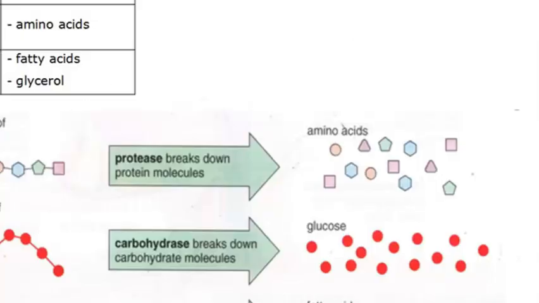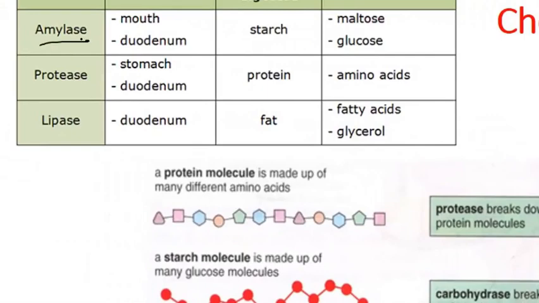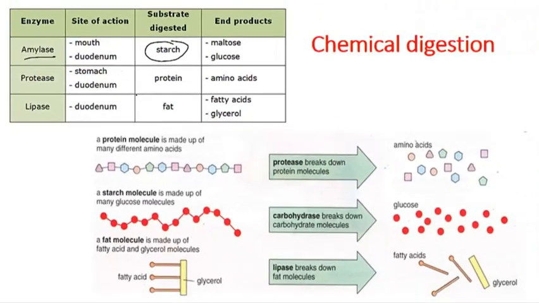Here you see the list of enzymes that are involved in breaking the substrates down into small fragments. For example, the breakdown of starch is mediated by amylase, which is secreted both in the mouth and by the pancreas, and both of them break it down and form maltose and glucose. Proteases act in the stomach and small intestine, breaking down protein into amino acids. Lipase acts in the small intestine, in the duodenum, breaking down fat into fatty acids and glycerol.